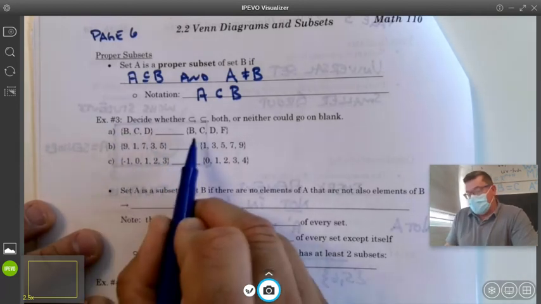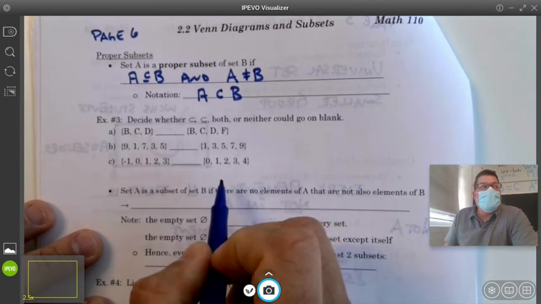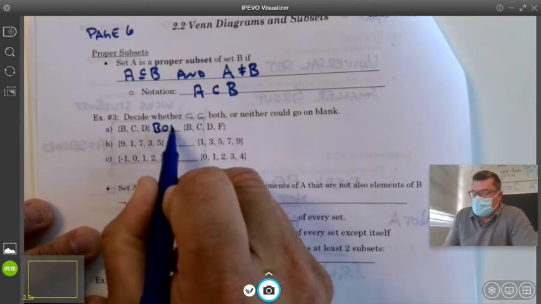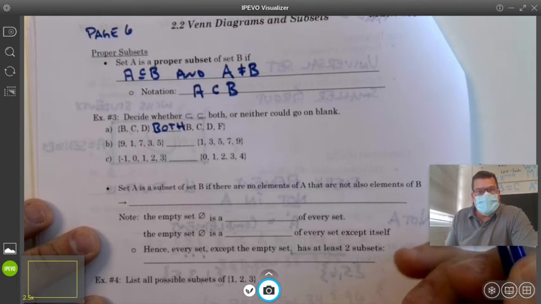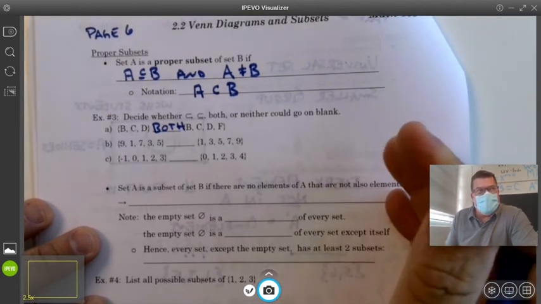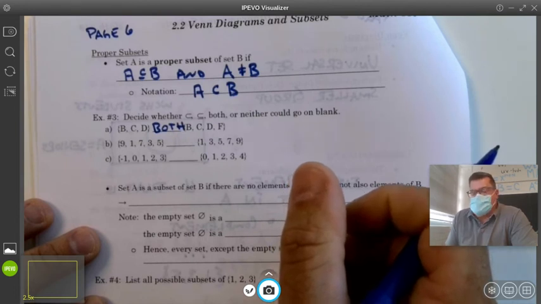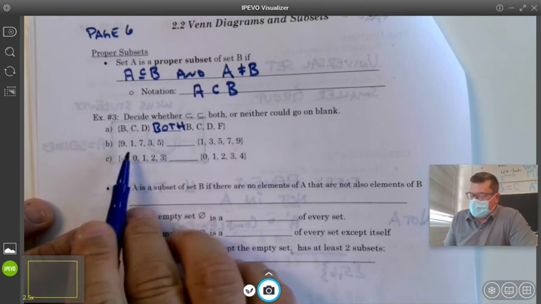Is A equal to B? Nope. So it's a proper subset. So we got both for this one. Does that make sense? If it's a subset but not equal to it, then it's proper. Cool. How about this one?